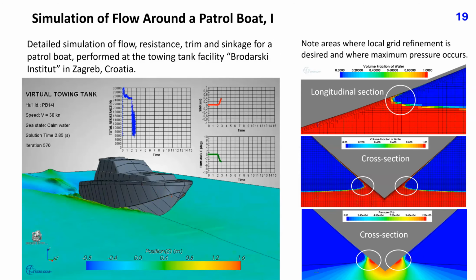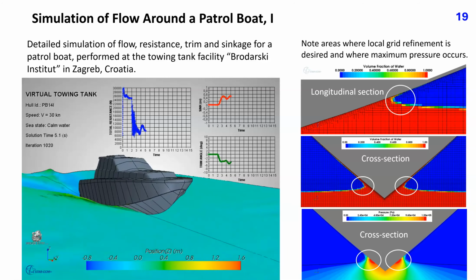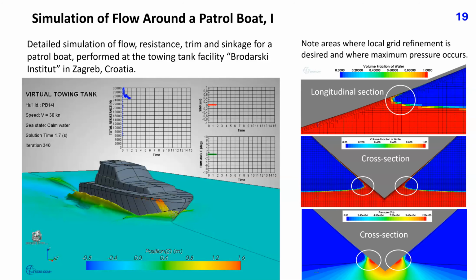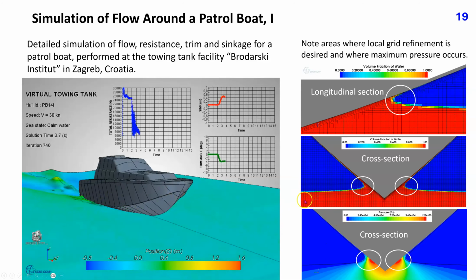Let us now have a look at some application examples. The first example deals with simulation of flow, resistance, trim and sinkage of a patrol boat, performed at the towing tank facility Brodarski Institute in Zagreb, Croatia. The boat has 2 degrees of freedom, heave and pitching motion.